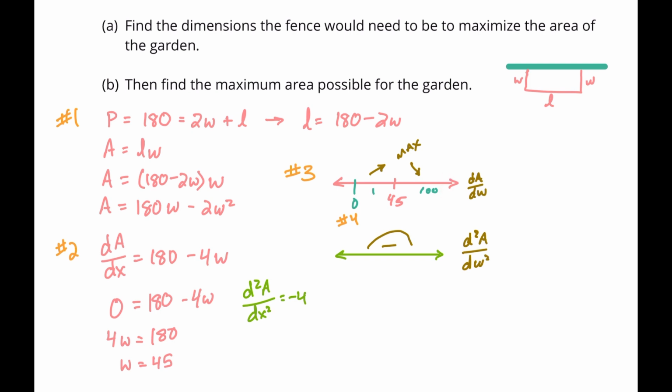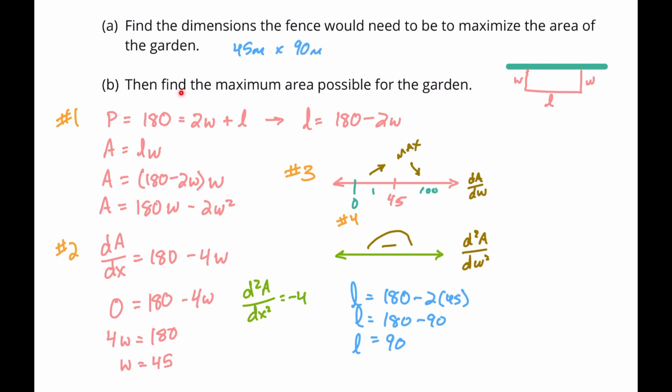And then number 5 says to answer the question. So the first question says, find the dimensions of the fence. So if the width has to be 45, then L has to equal 180 minus 2 times 45. That's going to be 180 minus 90, so our length is then going to be 90. So our dimensions for this garden or for this fence is going to be 45 meters by 90 meters.